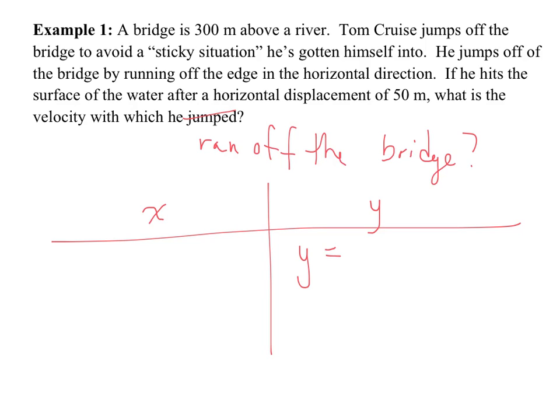Yeah, it's negative 300 meters. Let's remember the negative, simply because Tom Cruise is falling down toward the river, not up. So the displacement vertically is negative 300. Good, that's one piece. And what else do I have? What is the acceleration? I'm going to put a_y for acceleration in the y direction. Very good, Victoria. Negative 9.81 meters per second squared.